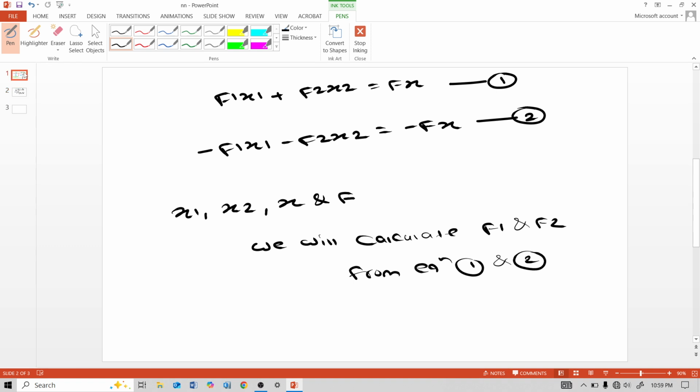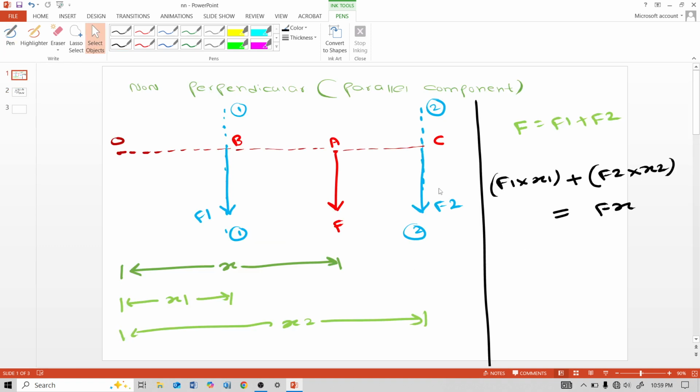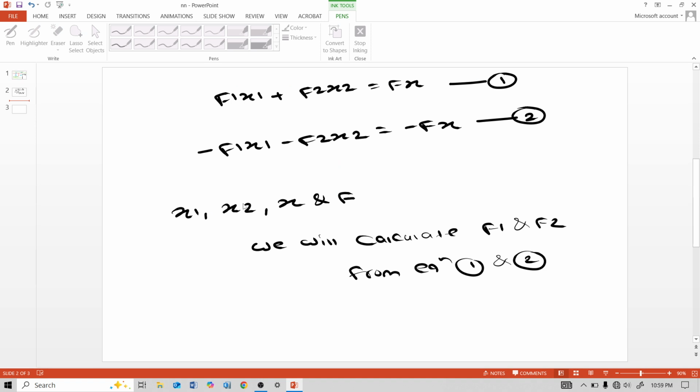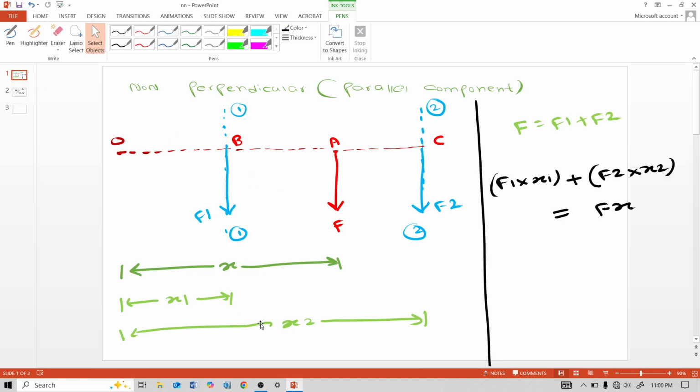So this is nothing but the non-perpendicular parallel component. Just see, with the help of the x1, x2, x distances and this force F, we will calculate these F1 and F2 parallel components. So this is all about the non-perpendicular parallel component force system. Thank you very much.